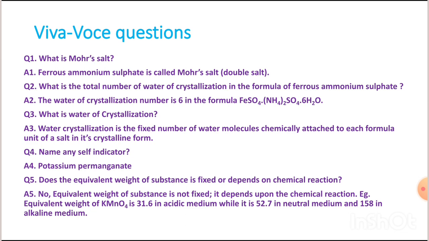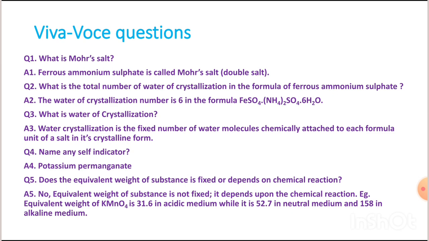Viva questions. The first question is, what is Mohr salt? Answer is, ferrous ammonium sulfate is called Mohr salt, that is a double salt. Next question, what is the number of water of crystallization in the formula of ferrous ammonium sulfate? Answer is, the number of water of crystallization is 6 in the formula FeSO4(NH4)2SO4·6H2O. Next question, what is water of crystallization? Answer is, water of crystallization is the fixed number of water molecules chemically attached to each formula unit of a salt in its crystalline form. Next question, name any self-indicator, that is potassium permanganate.